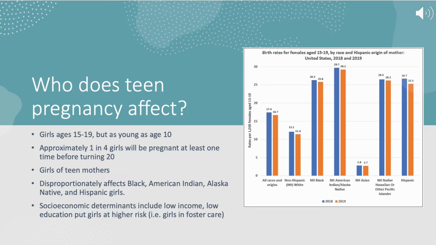Socioeconomic determinants also factor in. Lower income, lower education girls are at a higher risk for teen pregnancy. An example of this would be girls in foster care. They're at a 2 times higher risk for teen pregnancy than the typical girl. On the right-hand side, you can see a graph that shows pregnancy rates in different ethnicities.